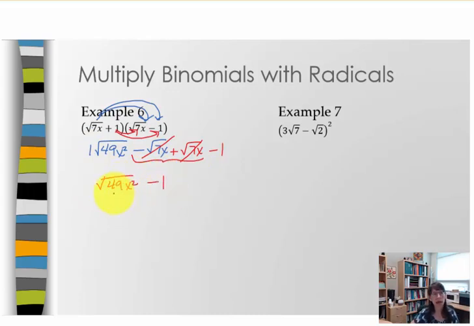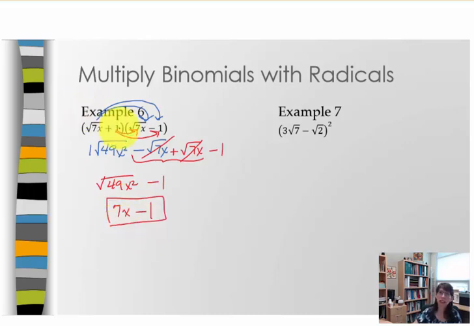Now simplify if you can. You probably recognize 49 is a perfect square. So 7 will clear the radical, and also x squared is a perfect square, so x will clear the radical. So this term of square root 49x squared is equivalent to 7x. Our last term is minus 1.